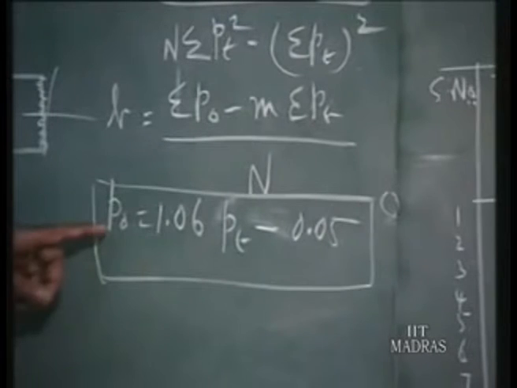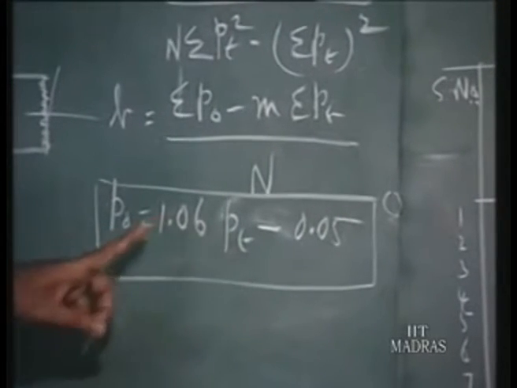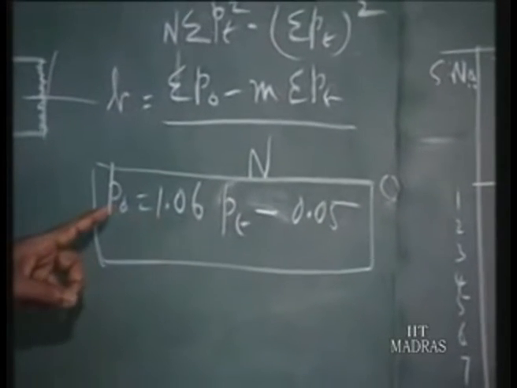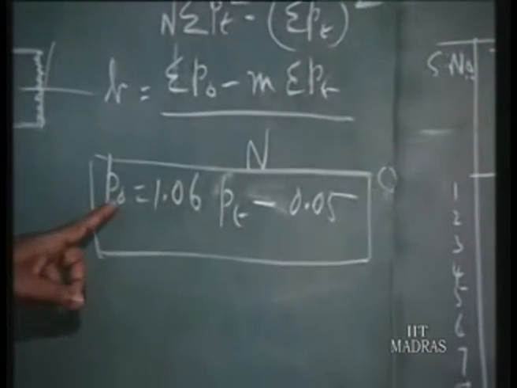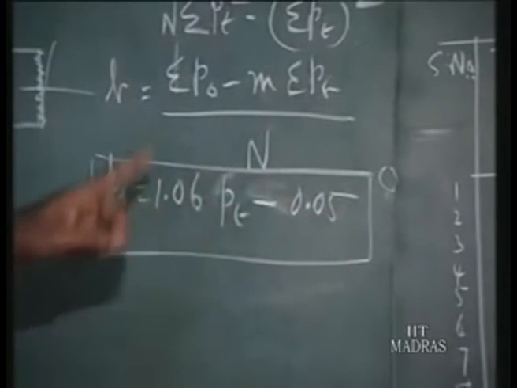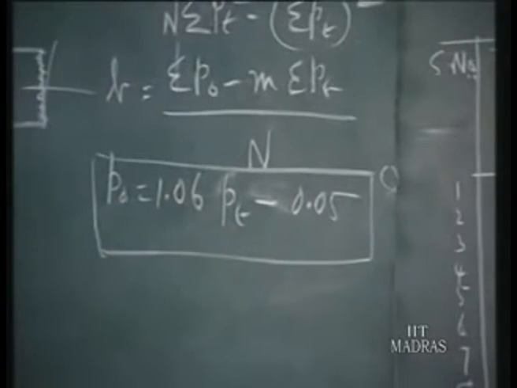So this is the equation of the best fitted line. That means whatever reading you take in the instrument, the corresponding value is obtained like this. PO is the output reading. So PT you will get from this: PO plus 0.05 divided by 1.06 will be the corrected value.